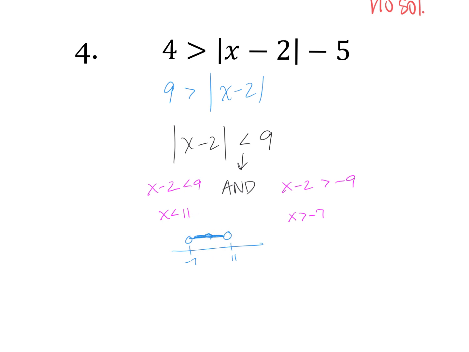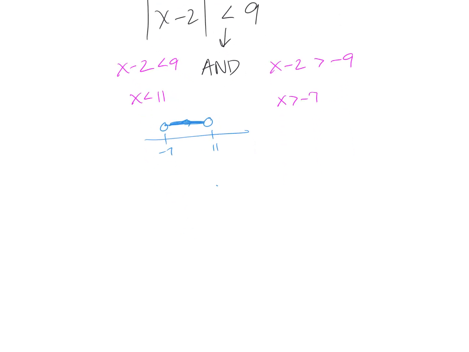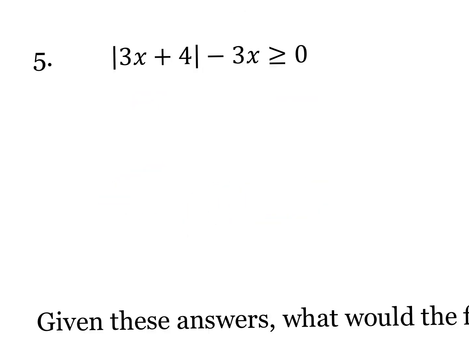I don't want us to leave our answer here, and here's why. When it's an "and," they want your answer written with your smaller number on the left, bigger number on the right. The inequalities will always be less thans or less than or equal tos with an "and." Boom, that's my answer. How about this one?